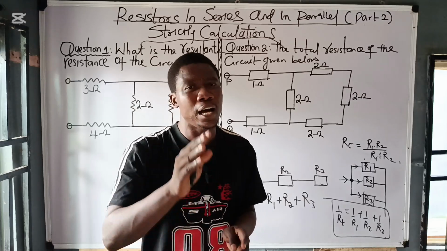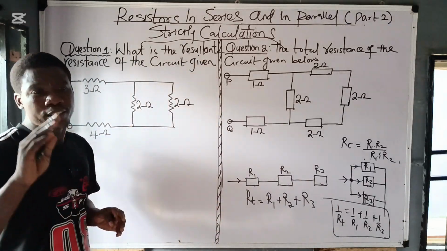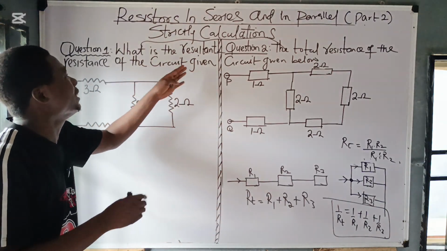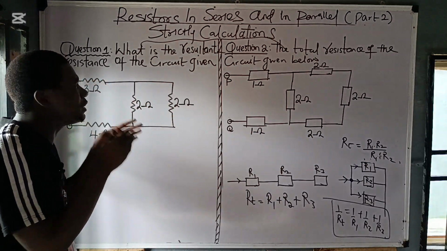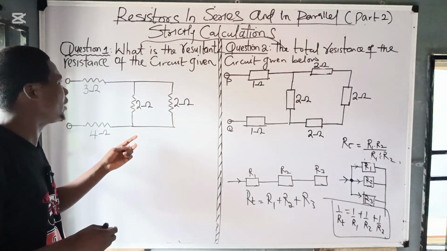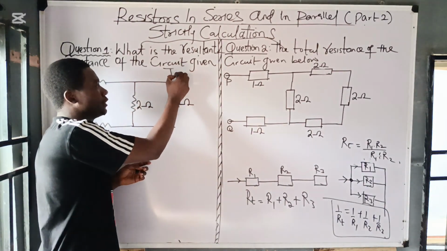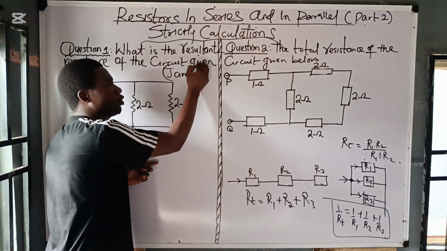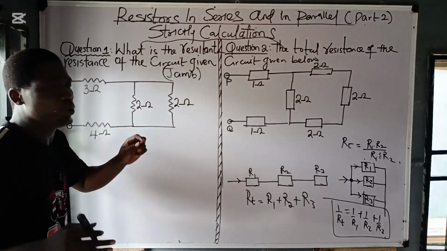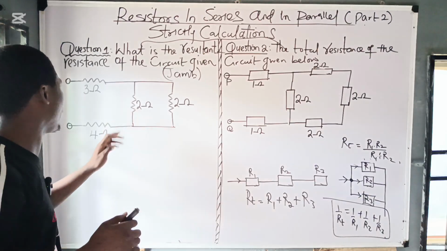Now let's dive into the question for today. Take a look at this question. What is the resultant resistance of the circuit given? This circuit is from your JAM exam. Now, if you have a question like this, how will you solve it? Very easy. Look at the board.